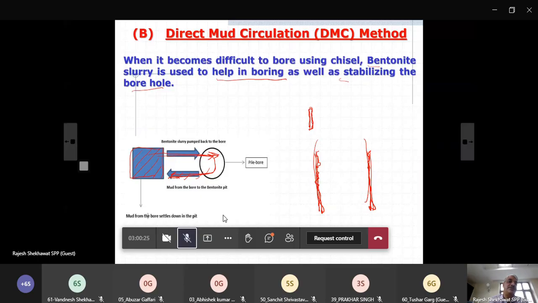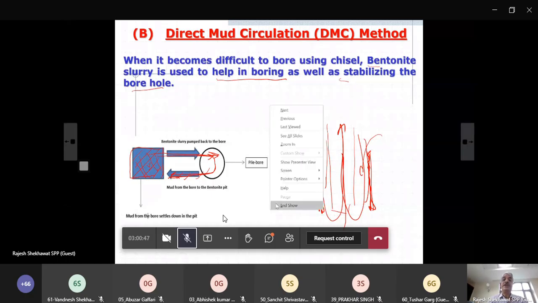When density becomes crosses a threshold limit, then you recharge it with bentonite. You put fresh bentonite and this is how it keeps on going. So this method is known as direct mud circulation. इसमें आपके यहाँ जो चीजल या बेलर जो भी है उसमें बाहर से बेंटोनाइट आ रहा है और इसके अंदर से निकलता है. This is the path.